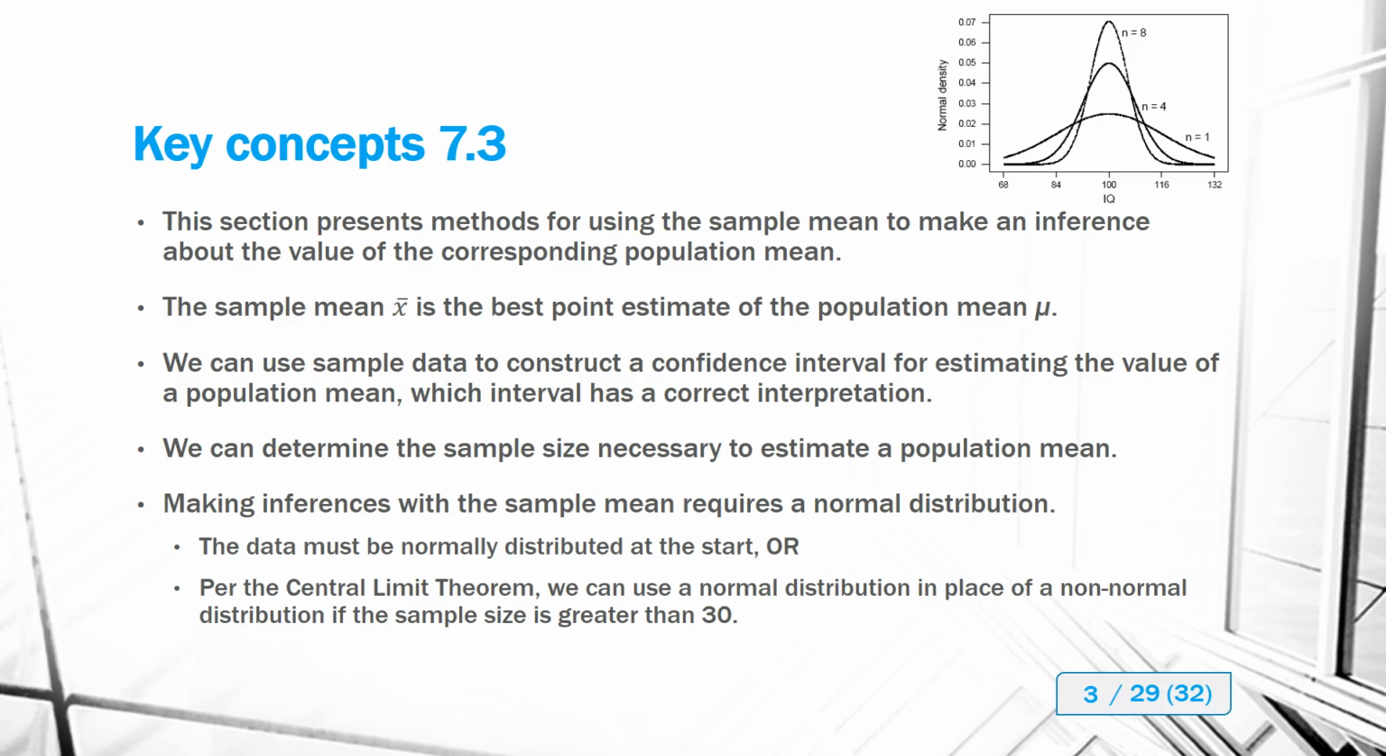We can use sample data to construct a confidence interval for estimating the value of a population mean, and there is a correct way to interpret that interval. We can determine the sample size necessary for that estimate, and making inferences with the sample mean will require a normal distribution. So this means one of two things. Either the data itself must be normally distributed at the start, or the sample size must be greater than 30. Because if the sample size is greater than 30, then the central limit theorem says we can use a normal distribution to approximate a non-normal distribution.